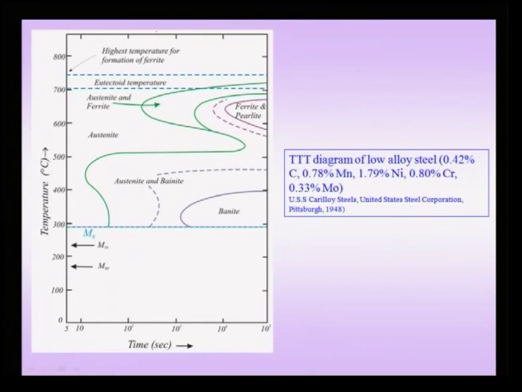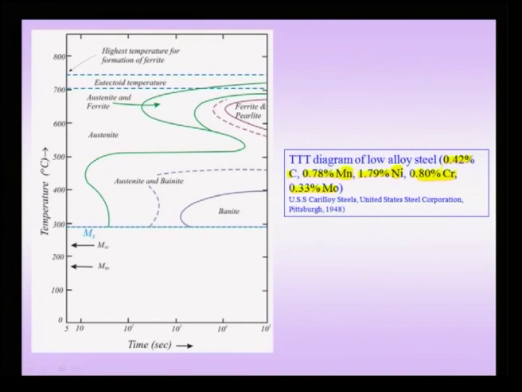Now, this is a diagram for another alloy steel, which contains 0.42% carbon, 0.78% manganese, 1.79% nickel, 0.8% chromium, and 0.33% molybdenum. That means that now this has all the alloying elements in small percentages. Nickel is an austenite stabilizer, manganese is an austenite stabilizer, while chromium is a BCC element which stabilizes the ferritic phase. Now, all these alloying elements have to partition between the alpha and Fe3C phase, and that means that now my overall TTT diagram is going to be sluggish.